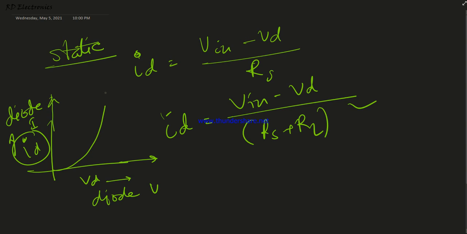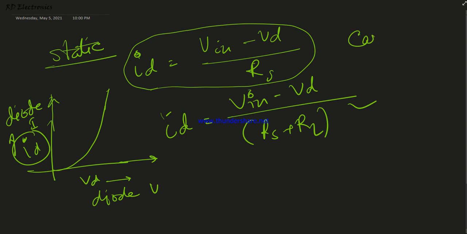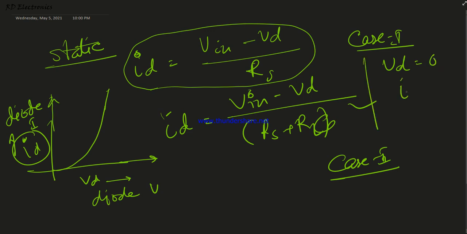Now we draw the load line concept. What is the load line first of all? Taking this equation, there are two conditions that arise, case 1 and case 2. The first case is when Vd equals 0, that is, the diode is short circuited. Then the current is V input divided by Rs. This is the current. And in case 2, Id equals 0.